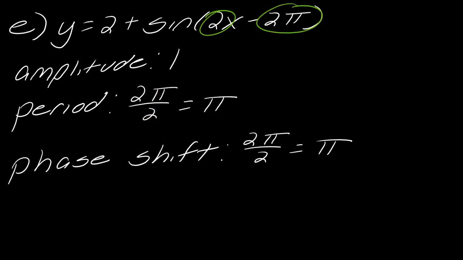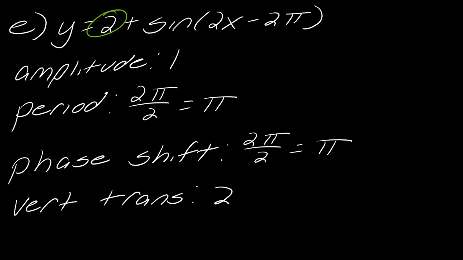And then my phase shift, so now I take the opposite of this. So this says -2 pi. So I take 2 pi divided by this number here. So 2 pi divided by 2 is going to equal pi. That's my phase shift. So technically this graph is moving pi units to the right. And the vertical translation in this case will be 2. That's the number on the outside. Okay, let's do that again.